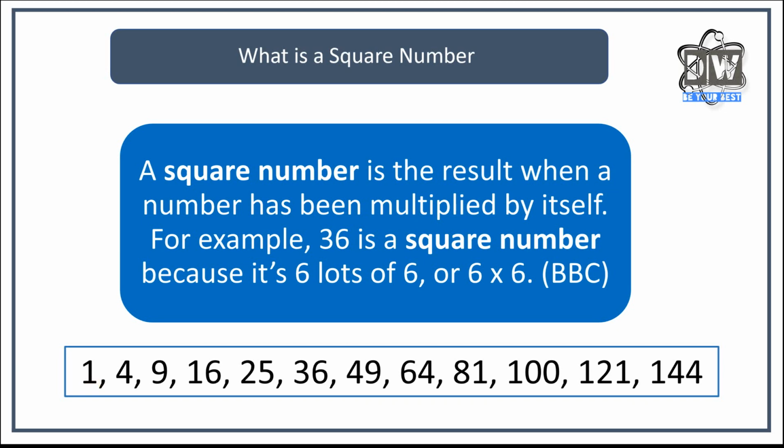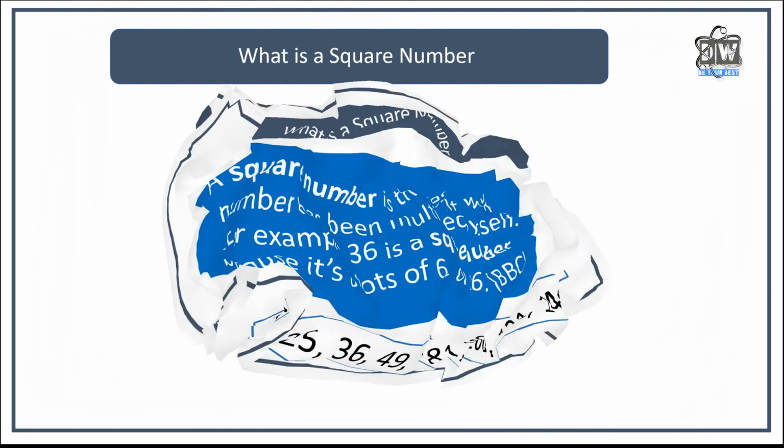So 12 times 12 gives us 144. 11 times 11, 121. 10 times 10, 100. You can see how it's working. You definitely need to know your times tables up to the 12 times table really, really well for this to work for you.